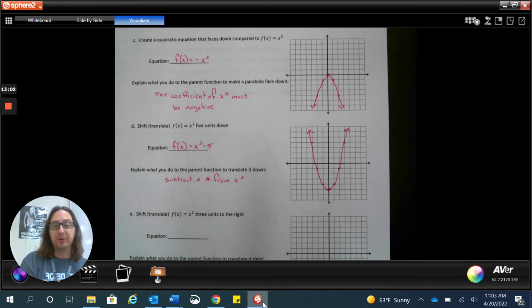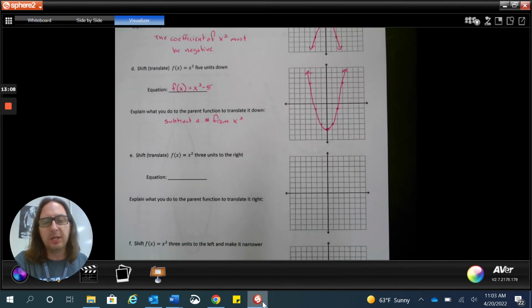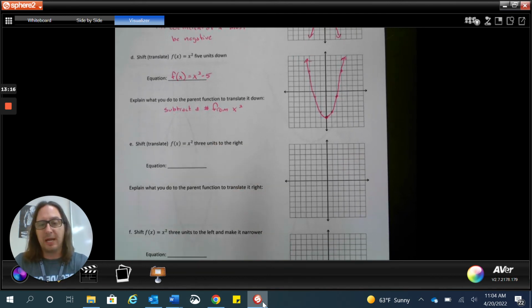And if we wanted to move it up instead, we'd add a number to the x squared. And now the fun part. How are we going to make it? Now we've got up and down, how to move up and down. Now we've got to move it left and right. All right, so if I want to go 3 units to the right.